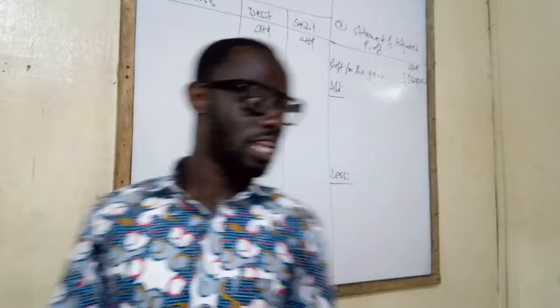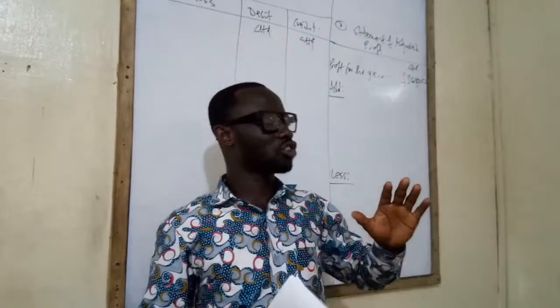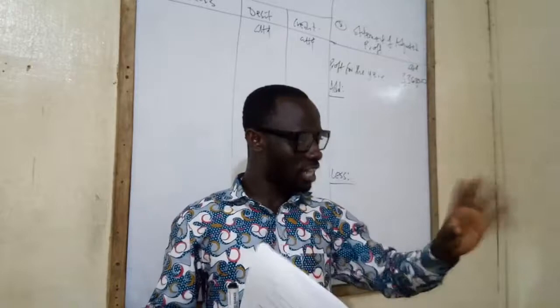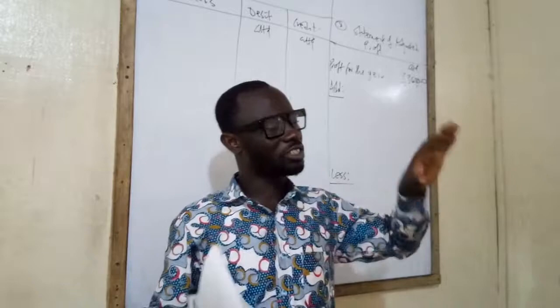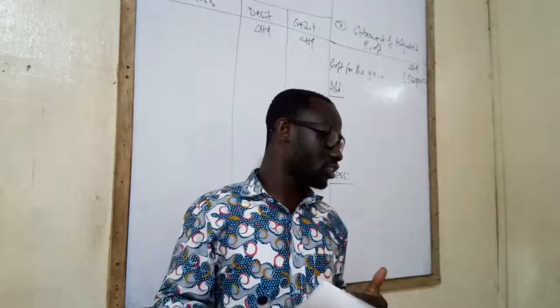You saw in the previous lesson that when an error is committed in one account, correcting that error will involve a suspense account. But when the error is committed in two accounts, then the suspense account will not come in. So with this case, it is the insurance account that has been understated. Now, what is insurance? Is it an income and expenses, a capital or a profit?